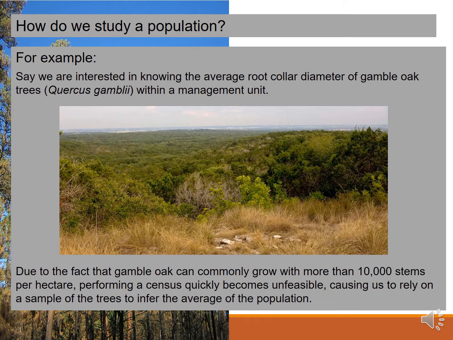One way to think about this is if we want to know the average size of Gambel oak trees within a management unit, we run into an issue. Since Gambel oak can grow at densities of more than 10,000 stems per hectare, measuring every tree for a census becomes unfeasible, leading us to perform a sample to inform our conclusion about the average tree size in the population.